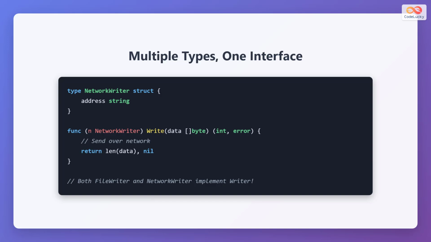Multiple types can implement the same interface. Consider another type, NetworkWriter, which has an address field of type string. It also has a Write method that sends data over the network. Both FileWriter and NetworkWriter implement the Writer interface because they both have a Write method with the correct signature.